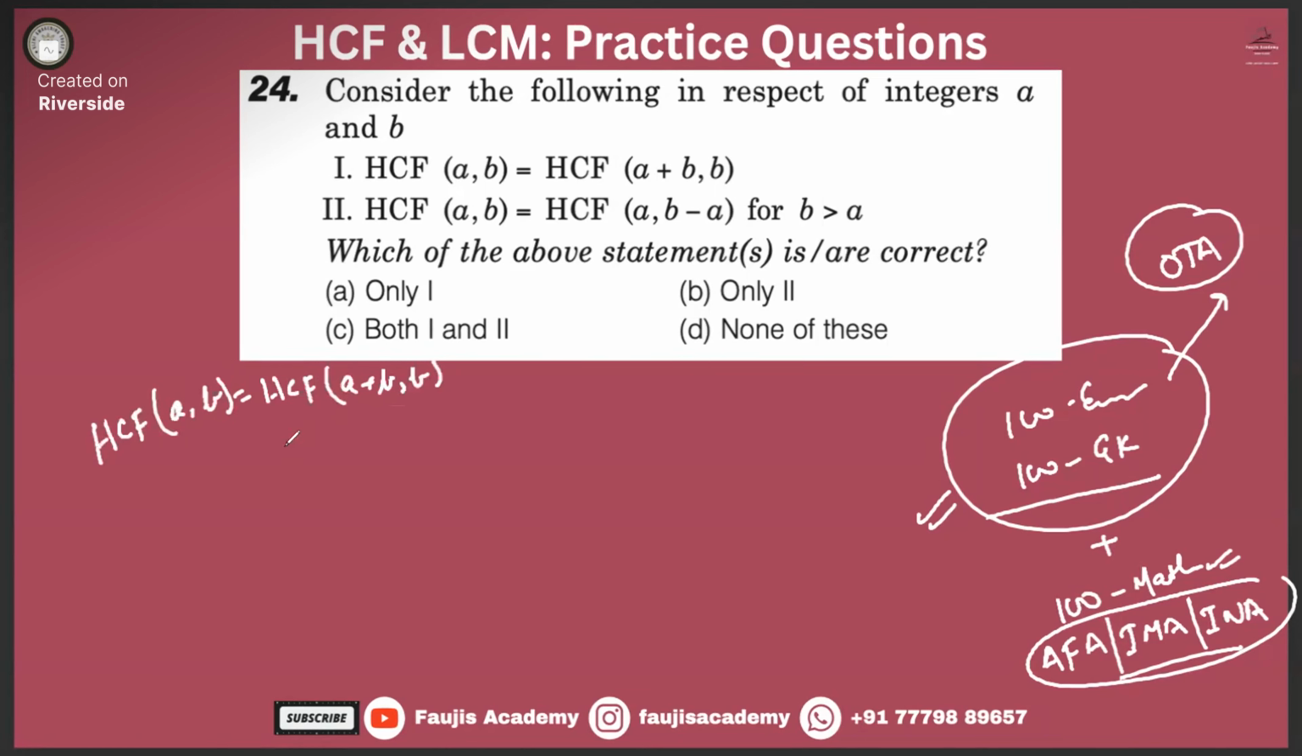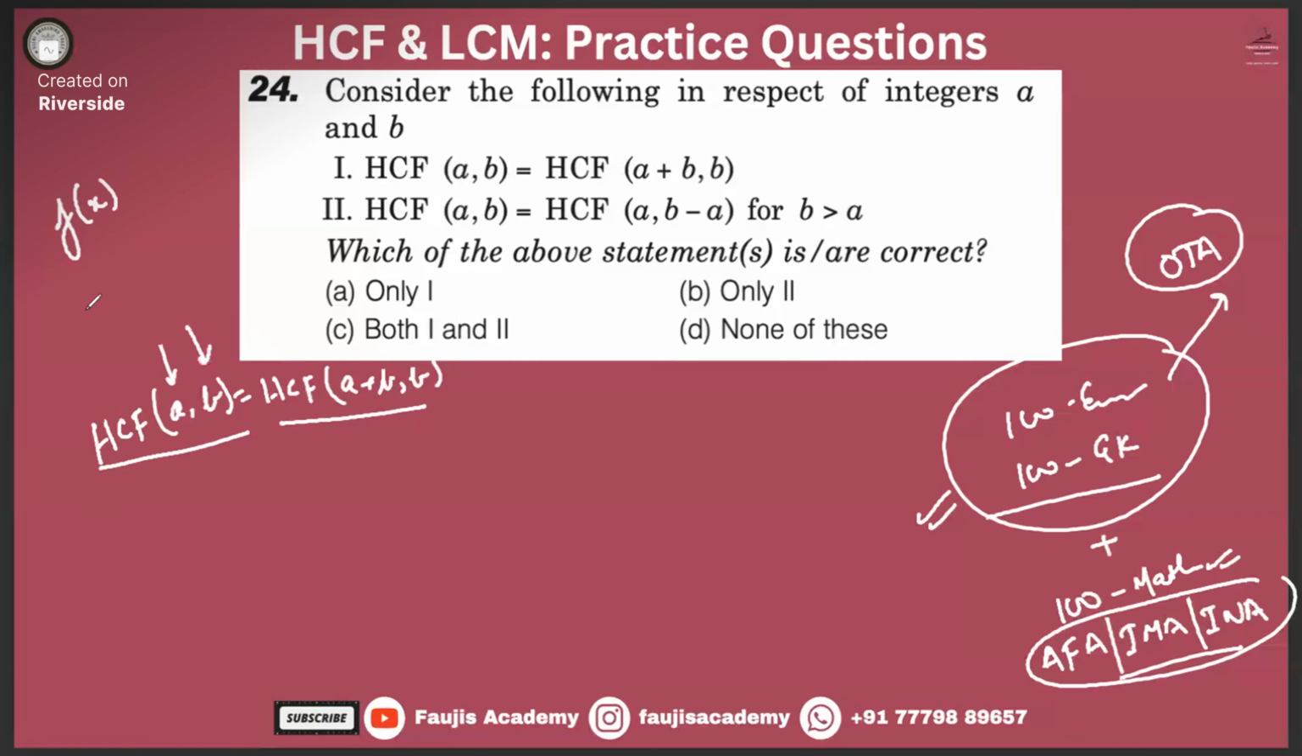Right? It's not some function. It's not any random relation or function. Sometimes we write f of x of A and B, but it's not like that. They're just simply asking HCF of A and B, where A and B are integers. Consider the following in respect of integers A and B.